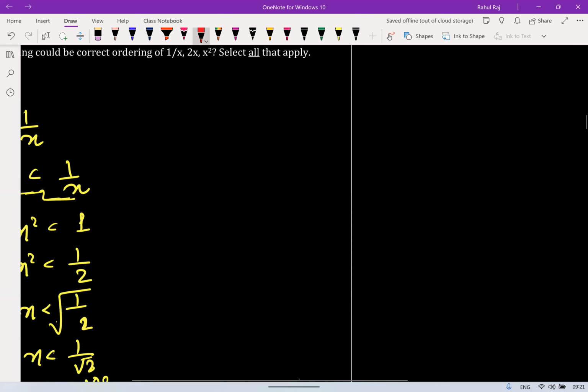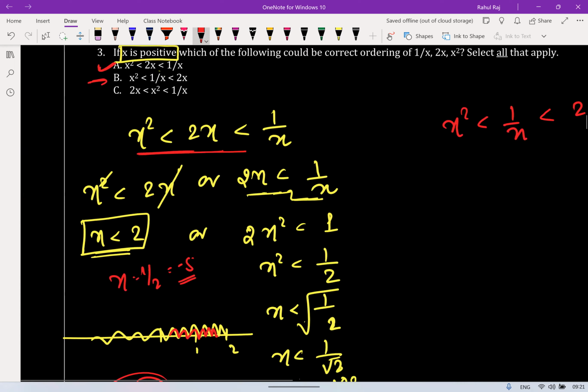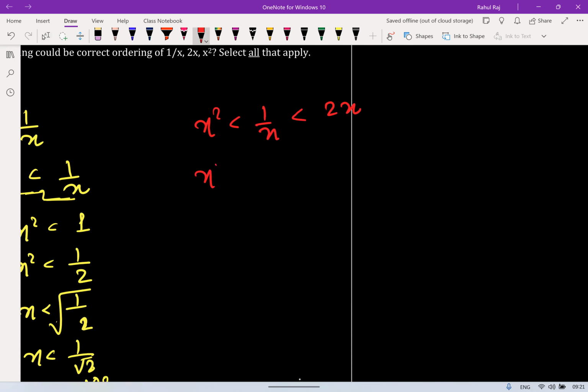x square less than 1 by x less than 2x. Agreed? So I'll just split it, Alexa. x square is less than 1 by x, or 1 by x is less than 2x. Considering it is given to us, x is 100% positive, so we can do all the permutation combinations here. I can cross multiply, I can cut, I can play around with the variables as I play around with the numbers. Simple value. So we can do this: x cube less than 1, and that is x less than 1. Agreed?